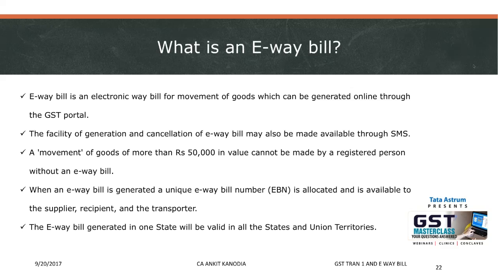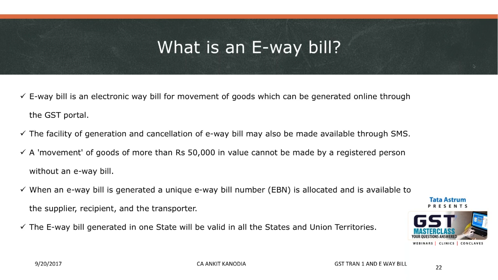So coming to the provisions, e-way bill is basically an electronic way bill that allows movement of the goods. Whenever the e-way bill is generated, a unique e-way bill number, EBN, would be generated and communicated to all the parties. In a transaction per e-way bill, there may be a maximum of 3 parties: the transporter, the recipient, and the seller. So when the e-way bill number is generated, it is made available to all the 3 persons.